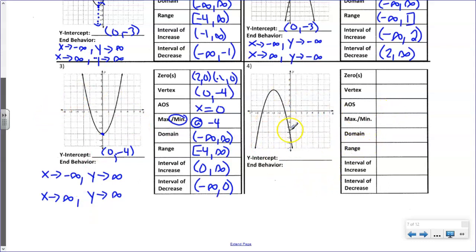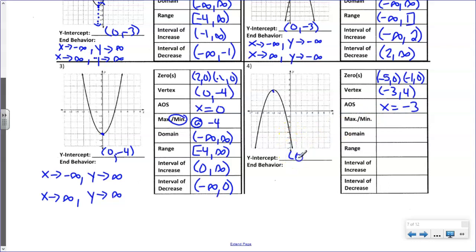So now let's look at this last one. Our zeros here are negative 5 and negative 1. So negative 5, 0, negative 1, 0. Our vertex is at negative 3 up to 4. So negative 3, 4. Axis of symmetry, x equals negative 3.